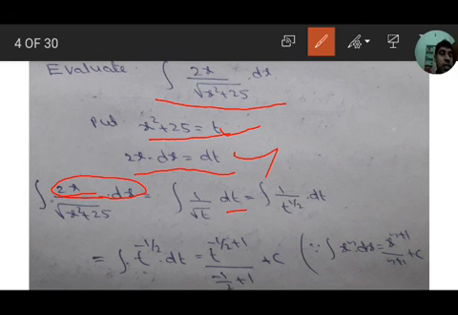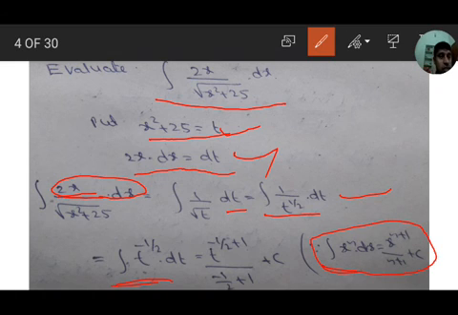1 by root t means integration t to the power of 1 by 2 dt, that is t to the power of 1 by t to the power of 1 by 2 means integration t to the power of minus 1 by 2 dt. Therefore, by formula x to the power of n integration is x to the power of n plus 1 by n plus 1 plus c, t to the power of minus 1 by 2 plus 1 by minus 1 by 2 plus 1 plus c.